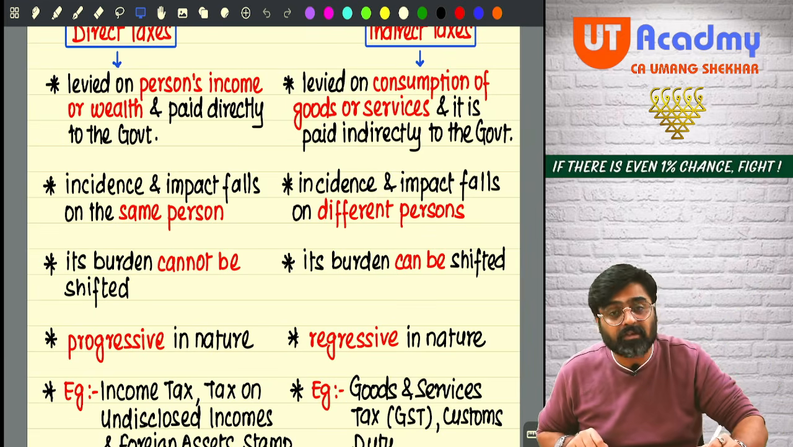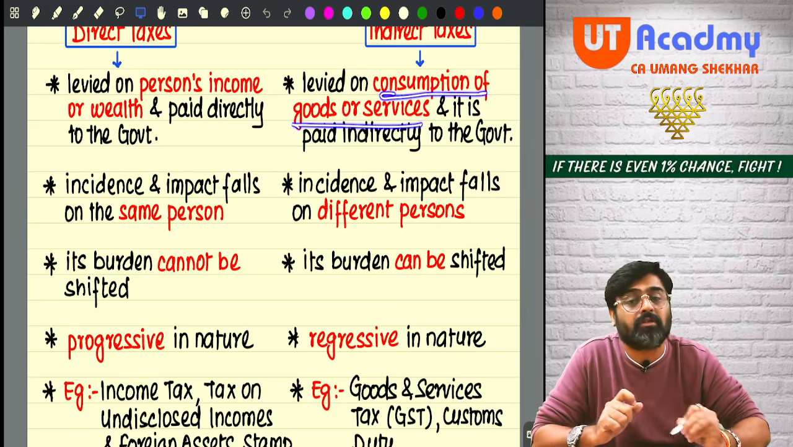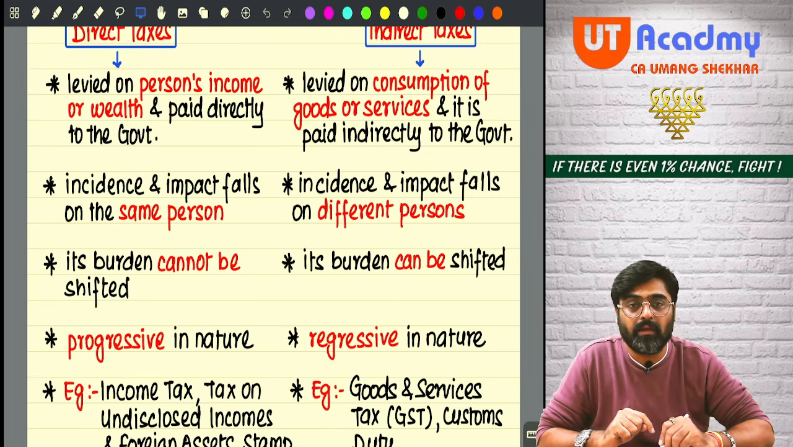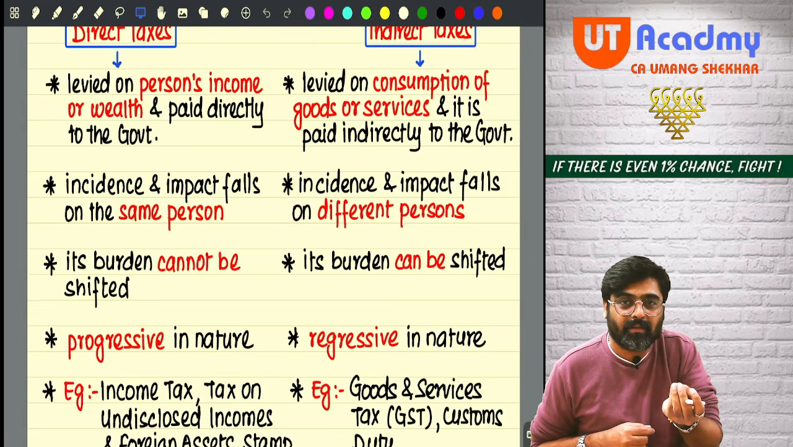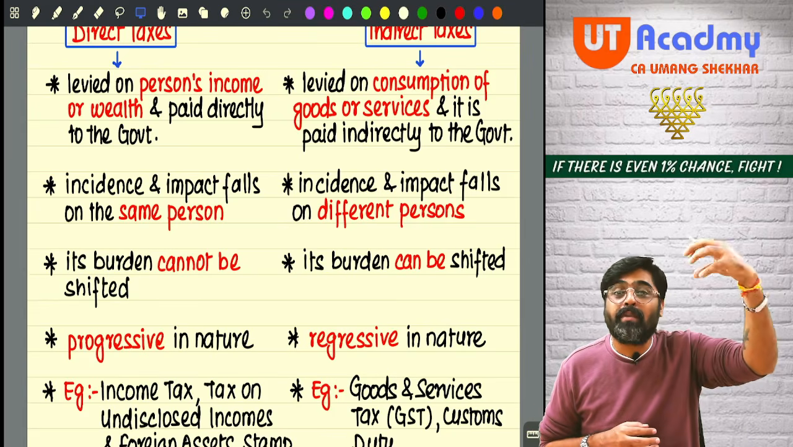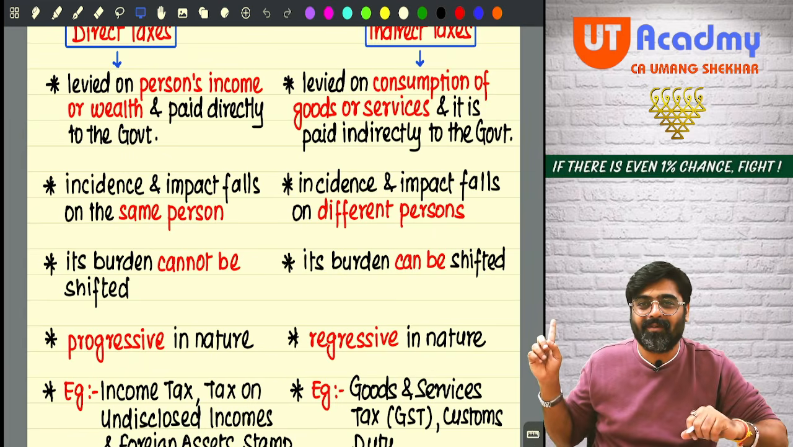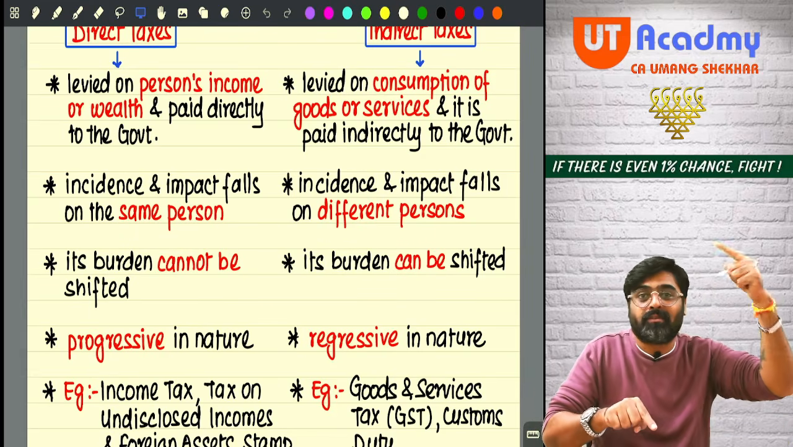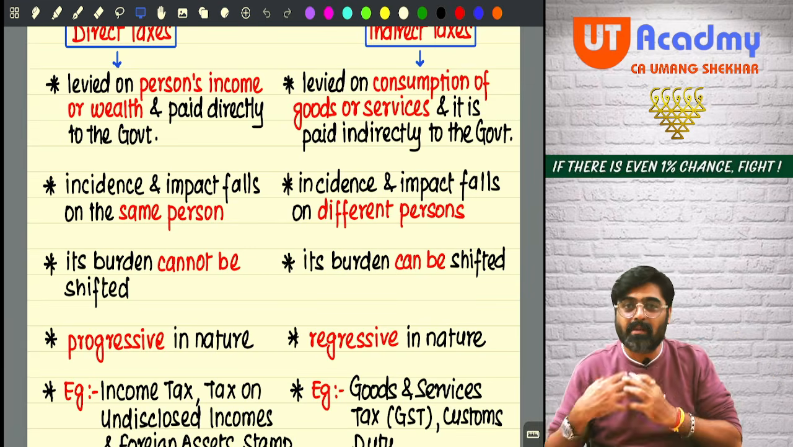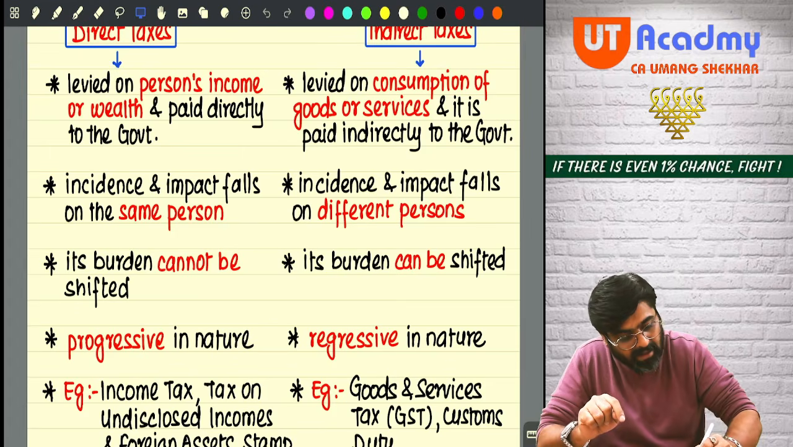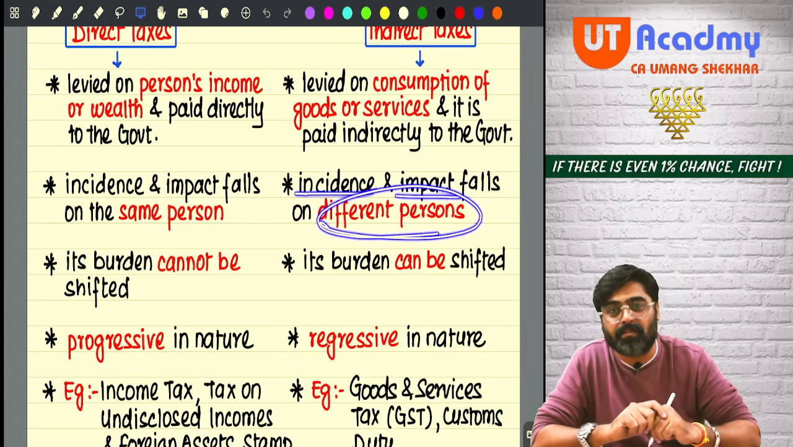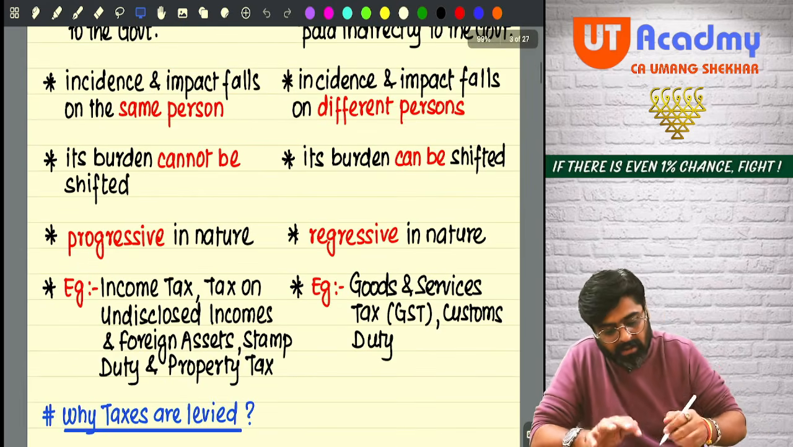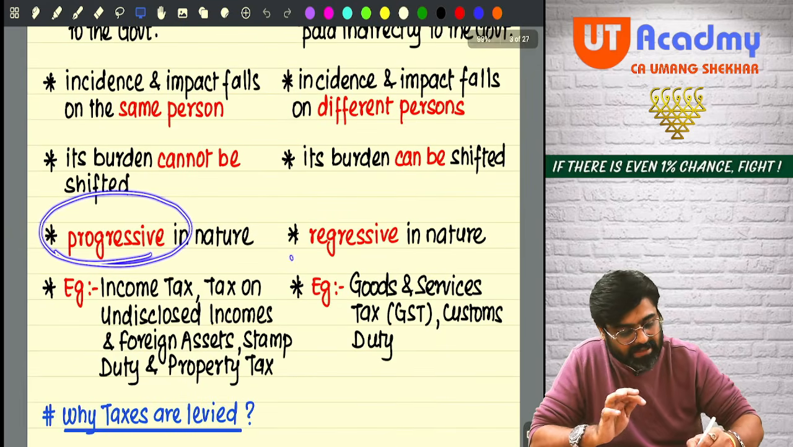However, indirect taxes are taxes on consumption of goods or services. And they are not paid directly to the government, they are paid indirectly. You will be paying it to someone, but not the government. The government will be collecting it from someone, but not directly from you. But ultimately, it will go from your pocket only. Meaning, someone else is liable to pay, but ultimately the burden will be on your pocket. Meaning that impact and incidence fall on different persons. Hence, the burden can be shifted. And tell me, direct taxes are progressive and indirect taxes are regressive.